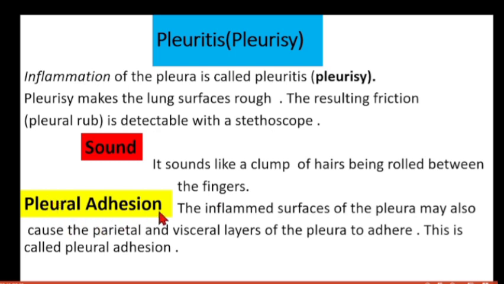Pleural adhesion. The inflamed surfaces of the pleura may also cause the parietal and visceral layers of the pleura to adhere. This is called pleural adhesion.